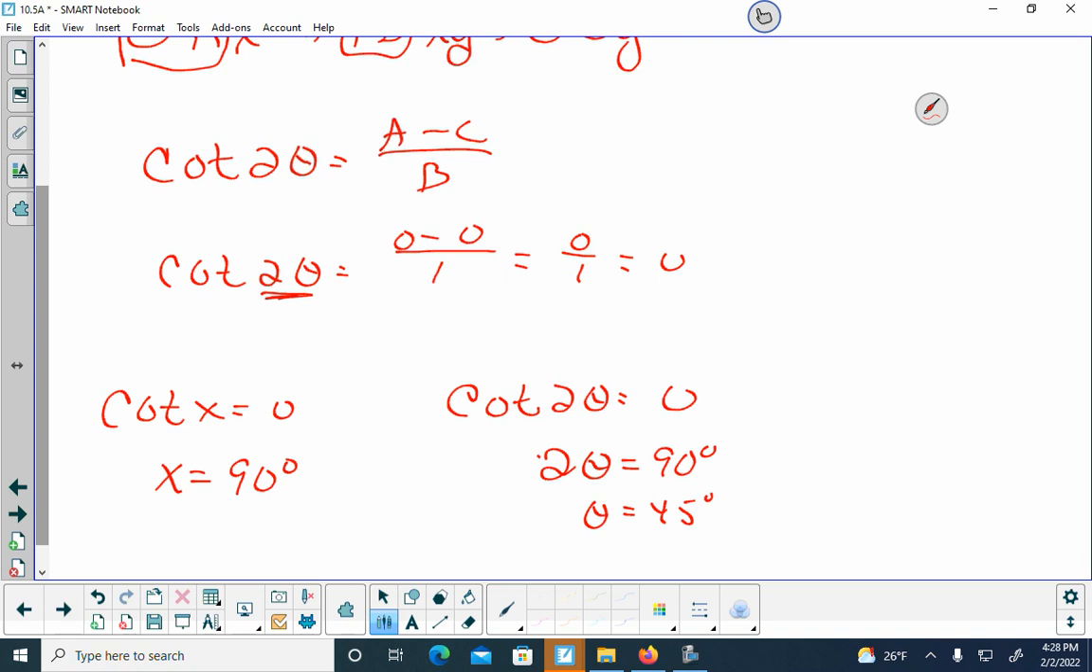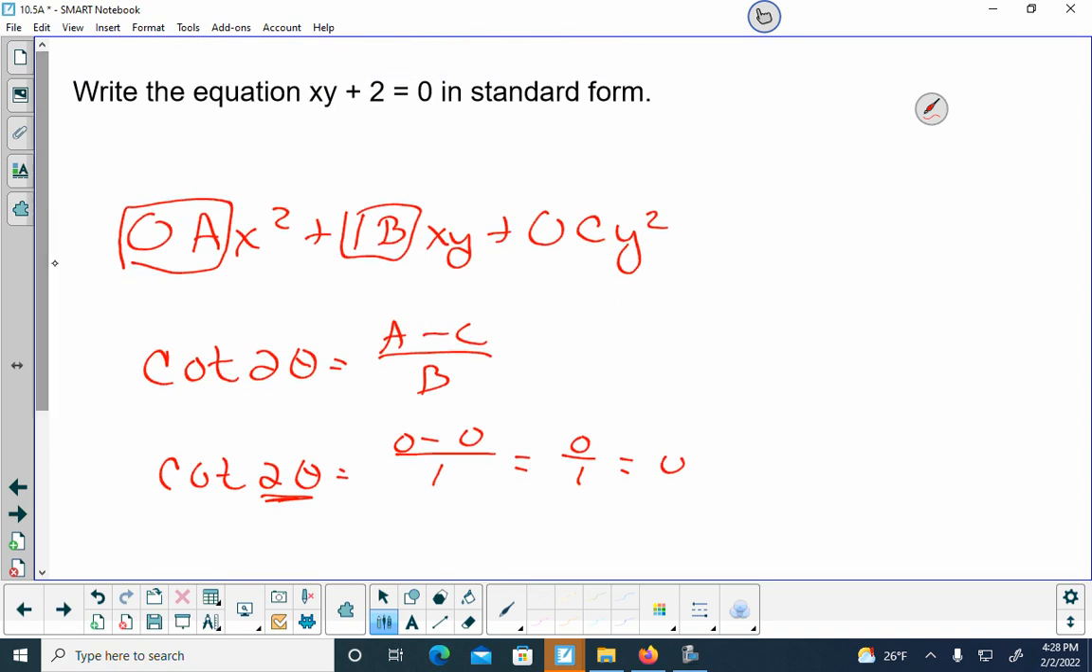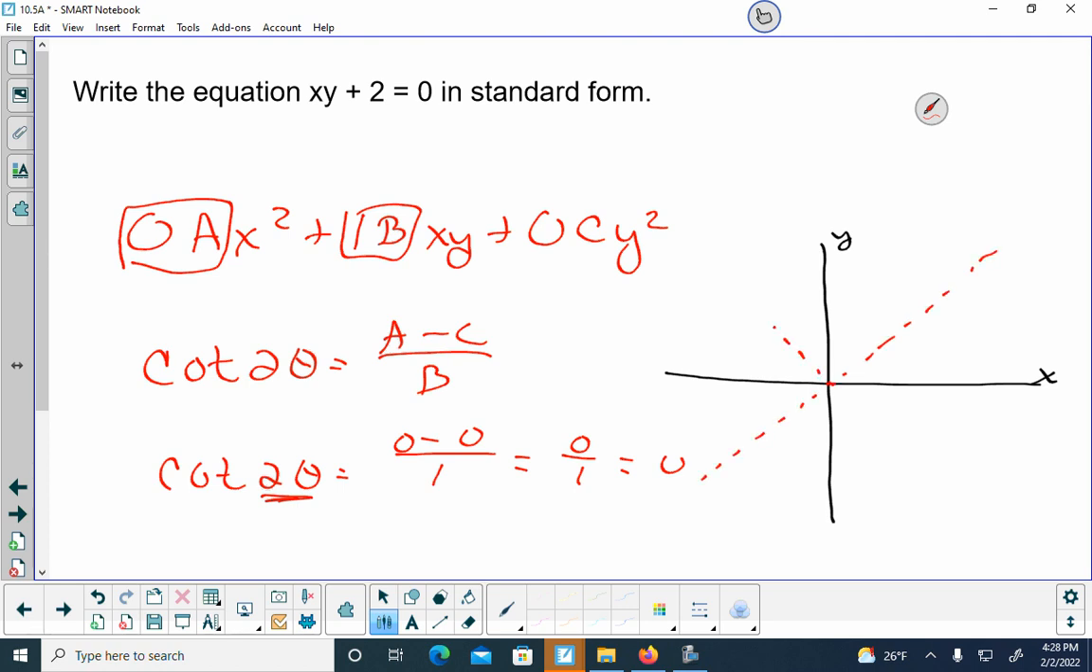So what that means is, in order to eliminate this xy term, if I have my x-axis and my y-axis, I'm going to have to rotate this axis 45 degrees. And that's about as good as 45 degrees as I can get. So this is going to be 45 degrees. And when I rotate it 45 degrees and I do all the math, that xy term should disappear, and I should be left with something x squared, something y squared.